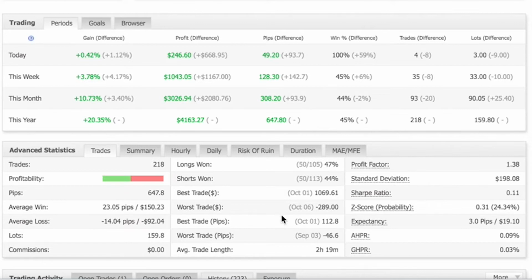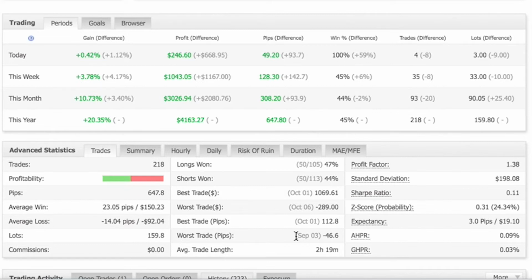While pip-wise, his best trade on October the 1st, so still the second account, he gained 112 pips. His worst trade, pip-wise, September the 3rd, minus 46. And I think this belongs to the first account, the 15K account.